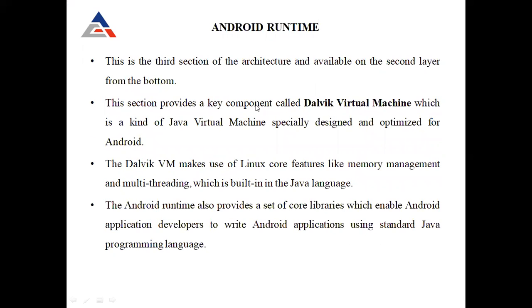This section provides a key component called the Dalvik virtual machine, which is a kind of Java virtual machine specially designed and optimized for Android. The Dalvik virtual machine makes use of Linux core features like memory management and multi-threading, which is built into the Java language. Android Runtime also provides a set of core libraries which enable Android application developers to write Android applications using the standard Java programming language.